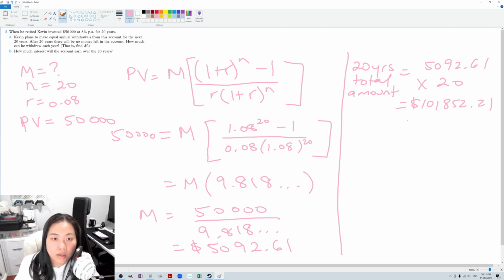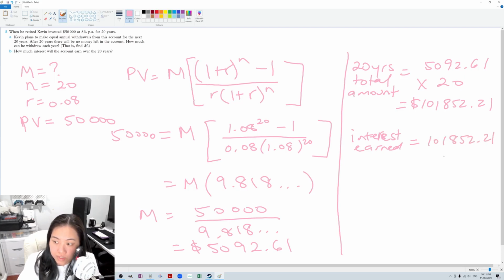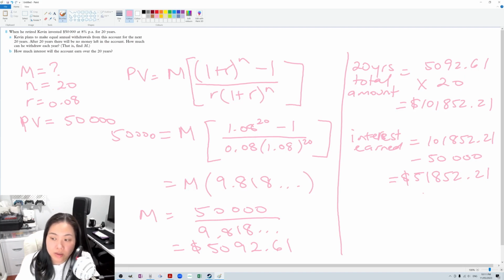He invested 50,000. Therefore, the interest earned will equal that $101,852.21 minus his 50,000 that he put in, which is going to be $51,852.21. So he earned more interest than what he put in. He put in $50,000, and in 20 years, he actually earned almost 52,000 more just from interest. That's pretty good. I hope I haven't lost anyone here.